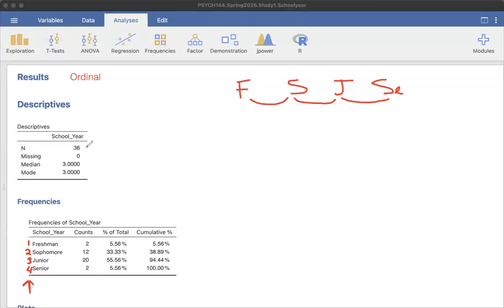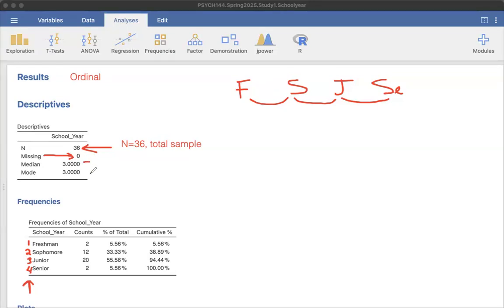So here you can see that our total sample size is 36. And so that sample size of n equals 36, total sample, tells us how many people are in the sample. Now for our missing, 0 just means that everybody responded to this question, so there's no missing responses. We also have a median here.